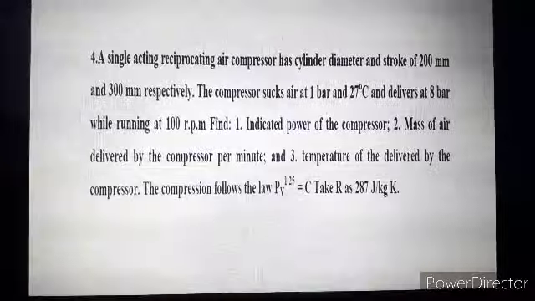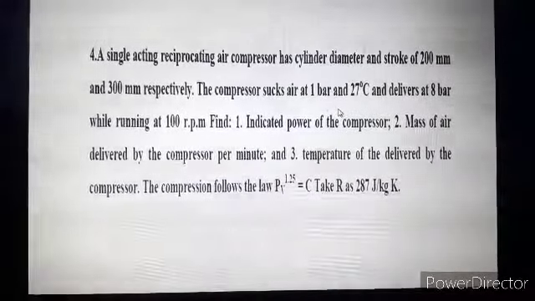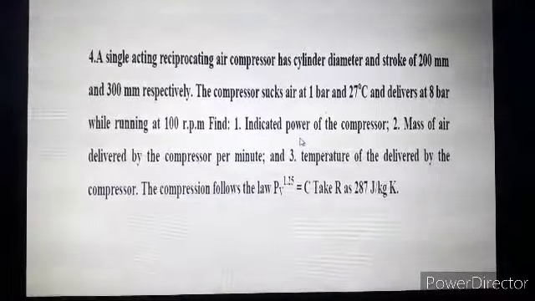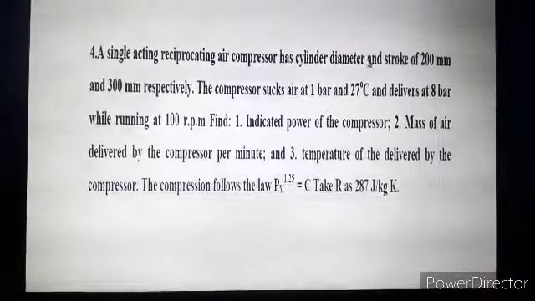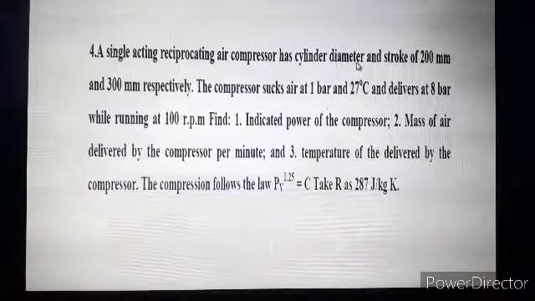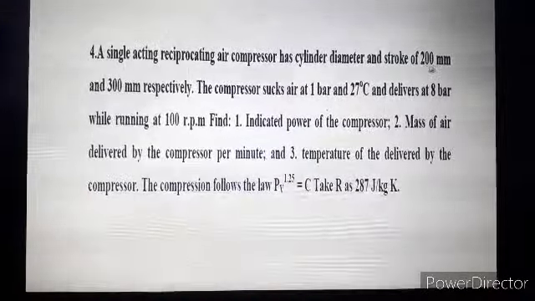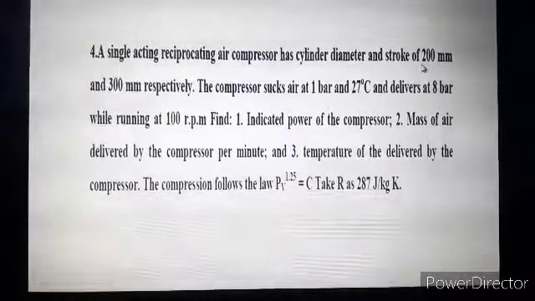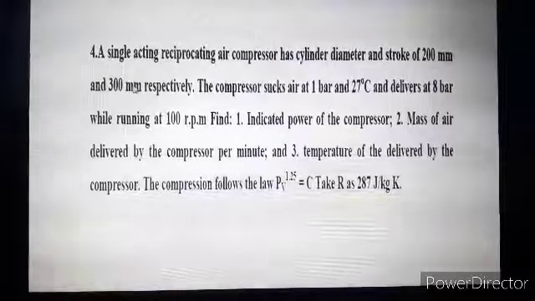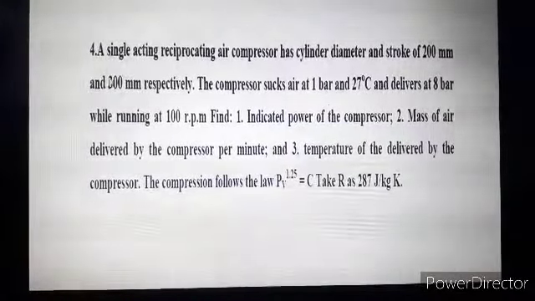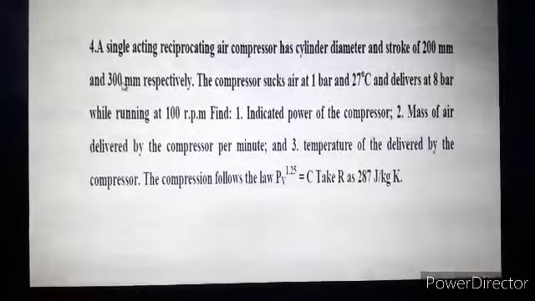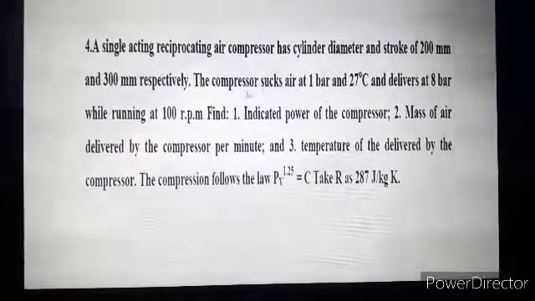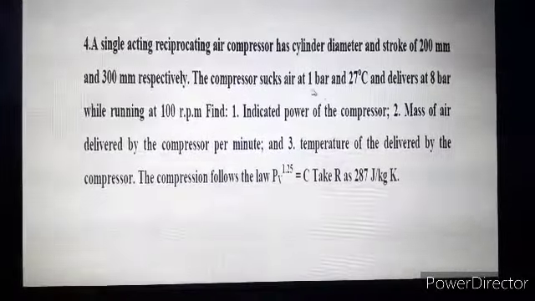Now this statement is similar to the previous statement. Again we have to find all the parameters as we calculated in the previous numerical. Now let us proceed to the solution. The cylinder diameter is 200 millimeter. Again we convert this diameter from millimeter to meter, so 200 millimeter is equal to 0.2 meter. Then the stroke, that is capital L, is 300 millimeter. Again we convert this from millimeter to meter, so capital L is 0.3 meter. Then this is the pressure P1, 1 bar.